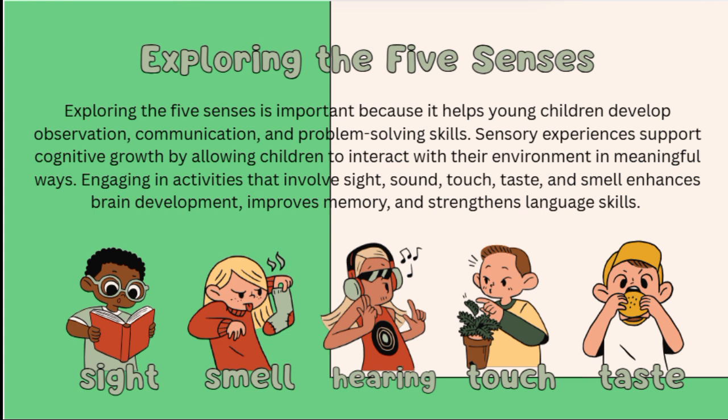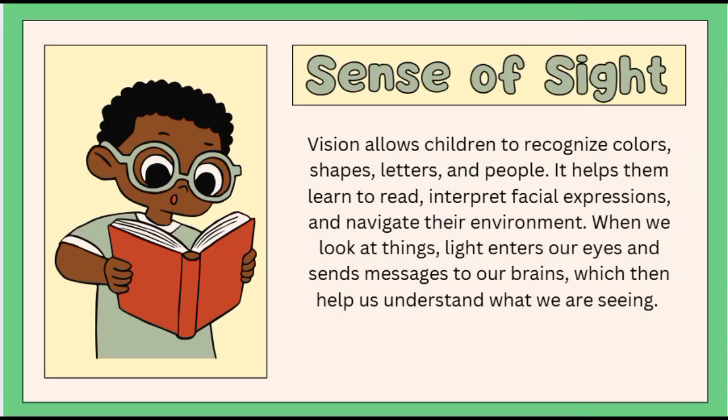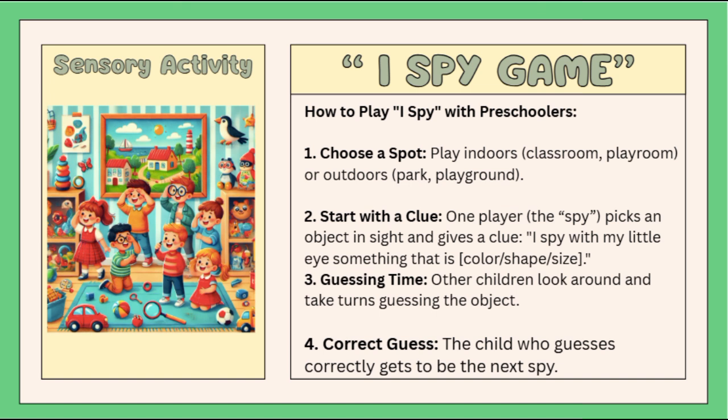To help children engage with and distinguish between the senses, involve them in sensory exploration to enhance their understanding. Sense of sight: vision allows children to recognize colors, shapes, and letters. It helps them learn to read, interpret visual expression, and navigate their environment. An example of a sensory activity for the sense of sight is the I Spy game.